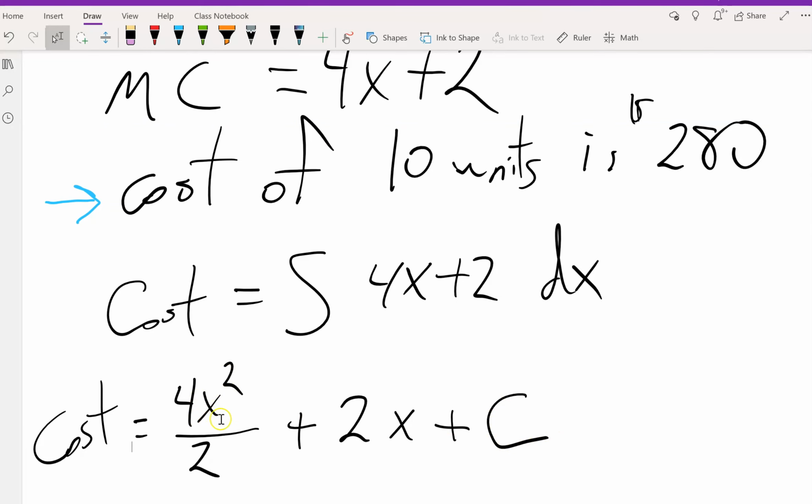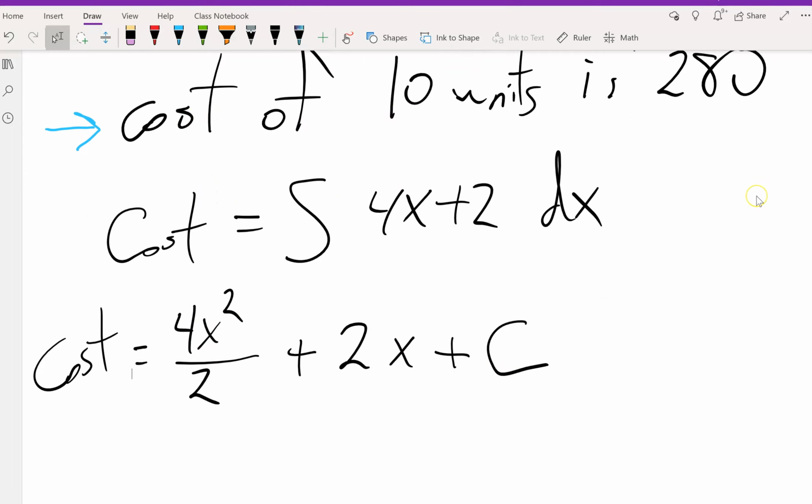Because if you plug in 0, this is 0. If you plug in 0, this is 0. The only thing left is the fixed cost. So if I knew the fixed cost, I could plug it right there. See, these are the variable pieces. This is the fixed cost. I don't know that. What I do know is cost of 10 units is 280.